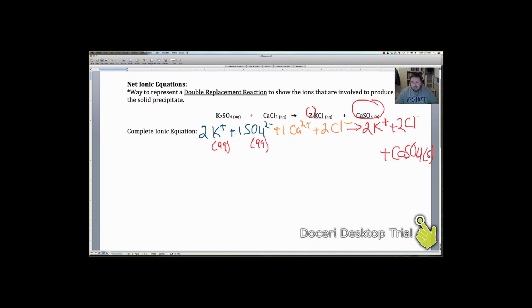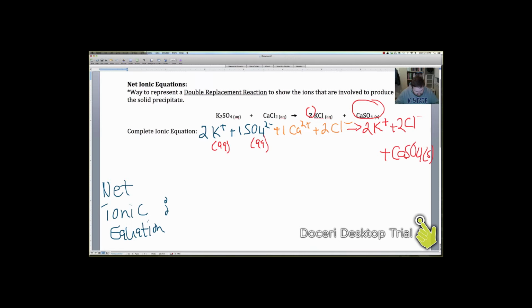I'm going to skip the rest of that part for now, and we'll add them back in before we get finished. So now that we have our complete ionic equation, I want to use that to write the net ionic equation. So down here, we're going to get our net ionic equation. And what I do is I get rid of the spectator ions. Anything that looks exactly the same on both sides of the arrow, I can get rid of and cross out.